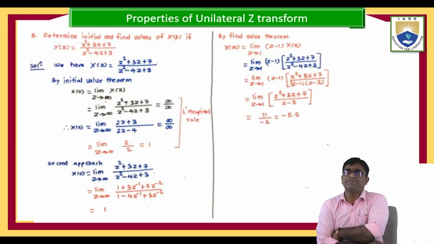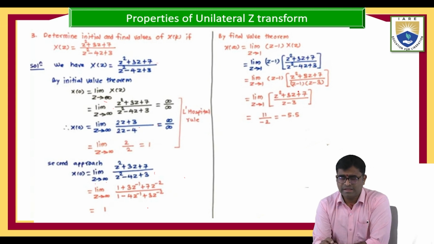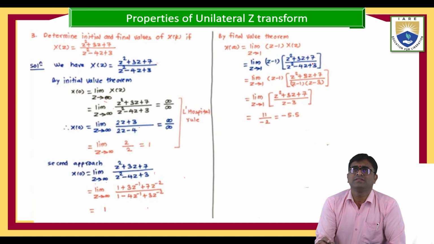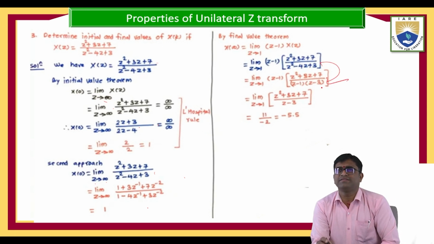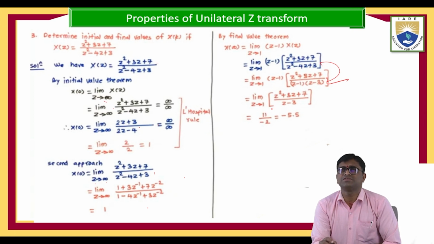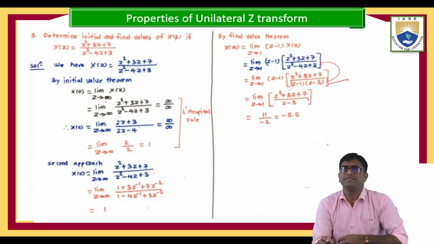Limit z tends to 1, z minus 1. So I am taking the denominator part, that is roots. So what is that one? z minus 1 minus z minus 3. So what is that one? It is coming as this one, total roots. So after that, I am taking the limit z tends to 1. The z minus 1 and z minus 1 cancel. Only z minus 3 will be there. So z square plus 2z plus 7 will be there.